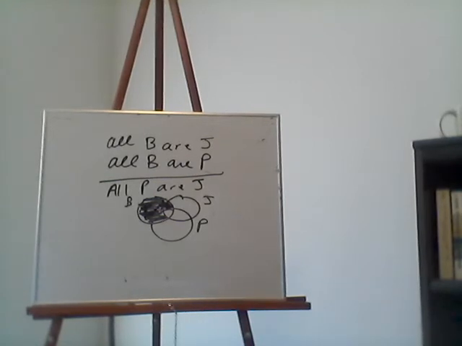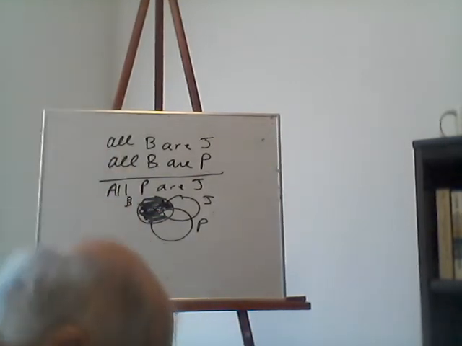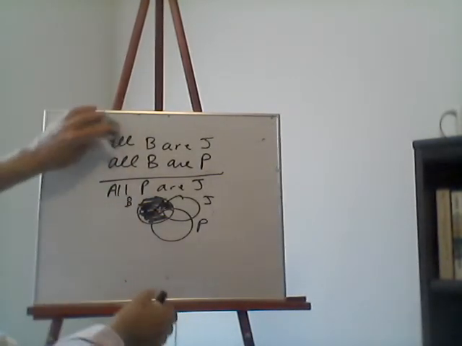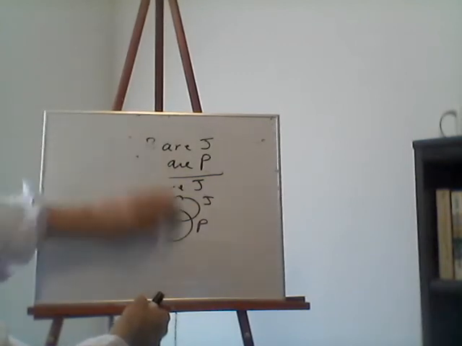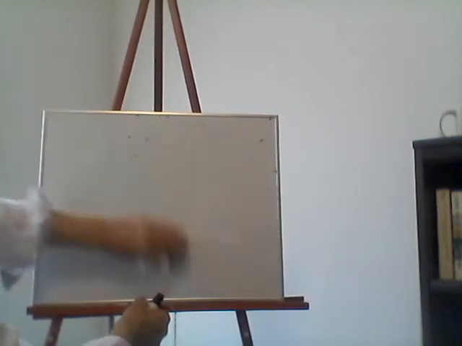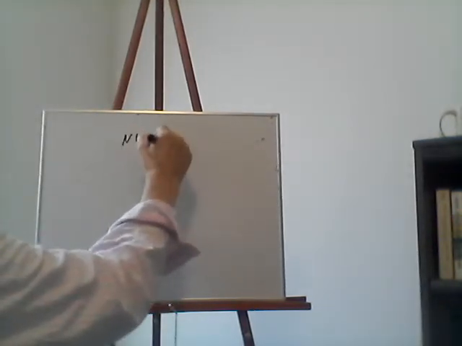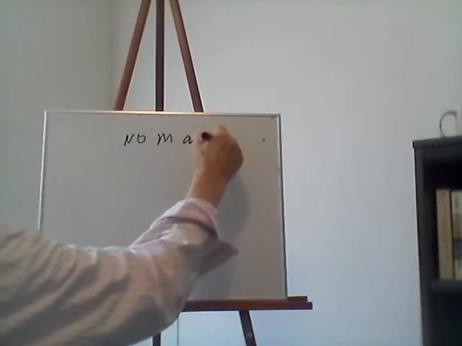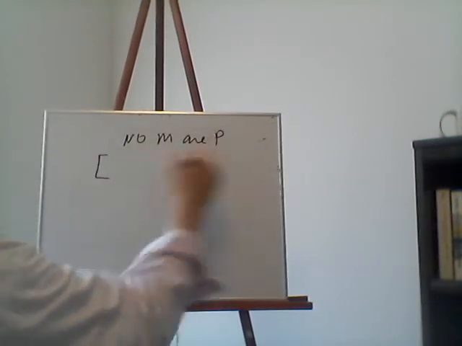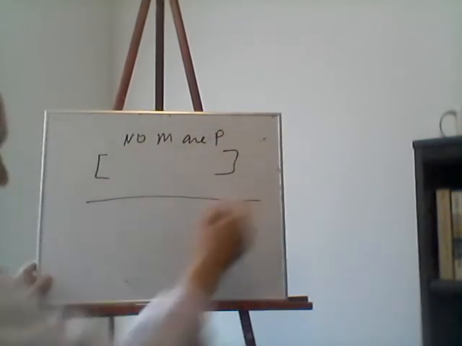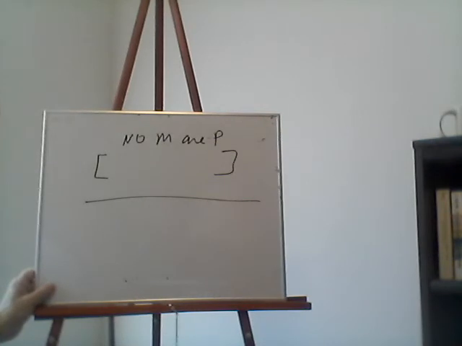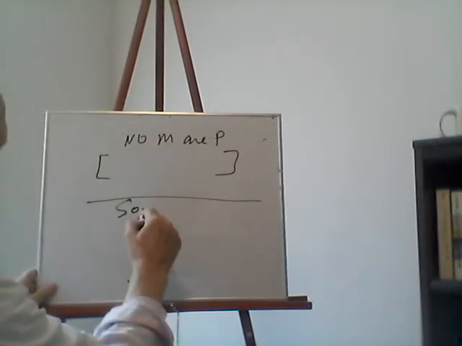Okay, now I want to look at number 5. Number 5 is we have to supply a missing premise. Supply a missing premise to make it valid. So no MRP. And then we have to put something in here. And we're supposed to be able to get to some S or not P.